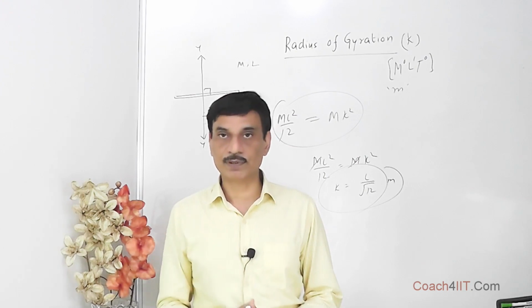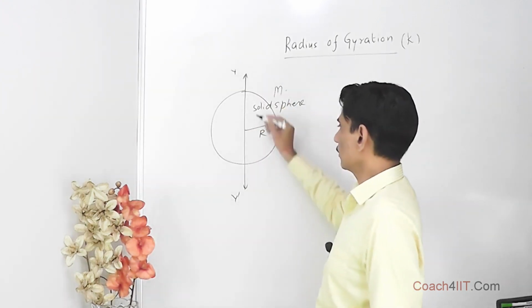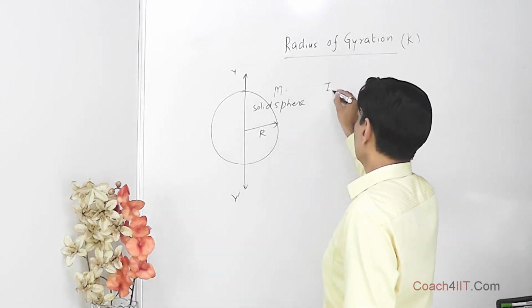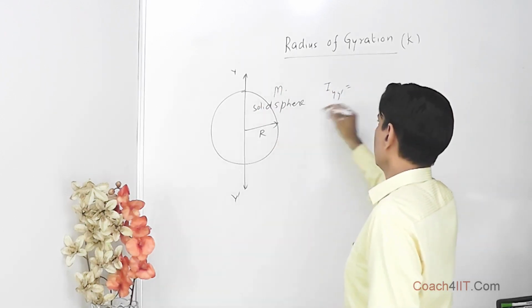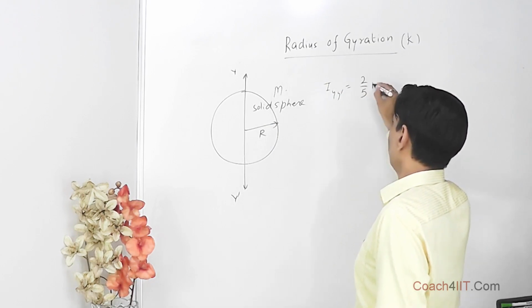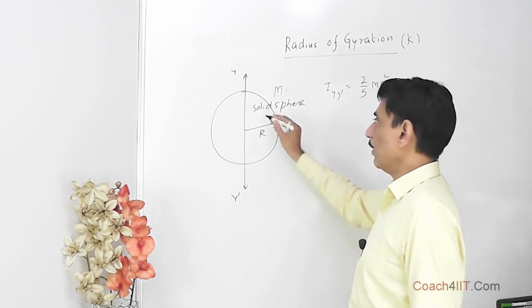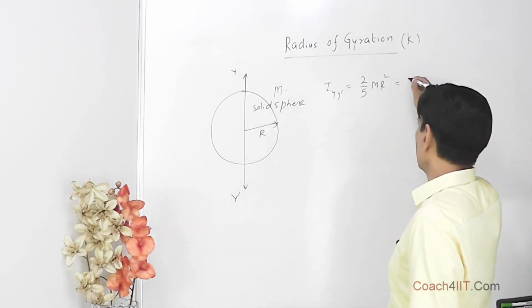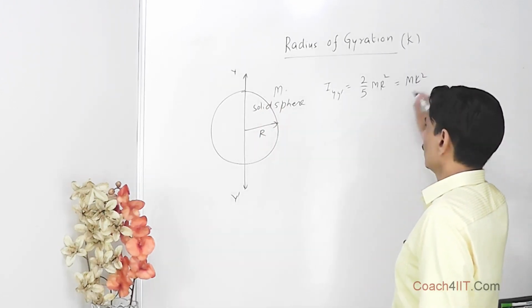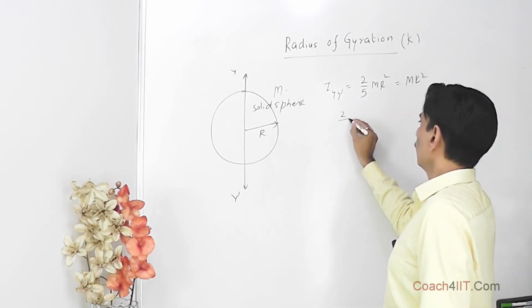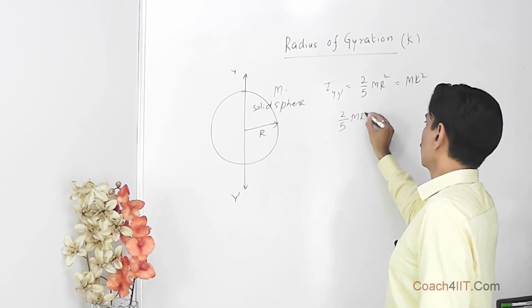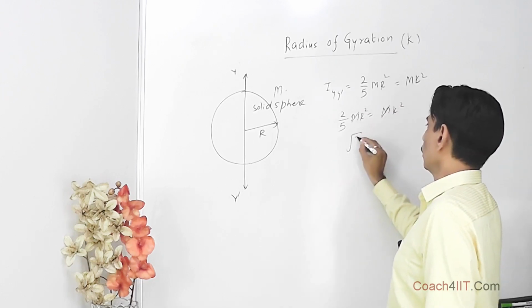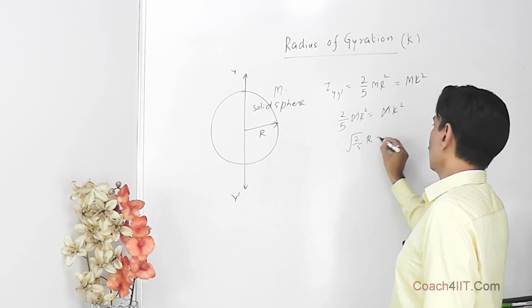Let's take a few examples. Let's say this is a solid sphere of mass m, radius r. So Iyy dash is the moment of inertia about the diameter. We know it is 2 by 5 mr square. If we have to find the radius of gyration for this distribution of mass, we simply put it equal to mk square. Mass will remain the same. So 2 by 5 mr square is equal to mk square. m and m get cancelled. So root of 2 by 5 times r is equal to k.